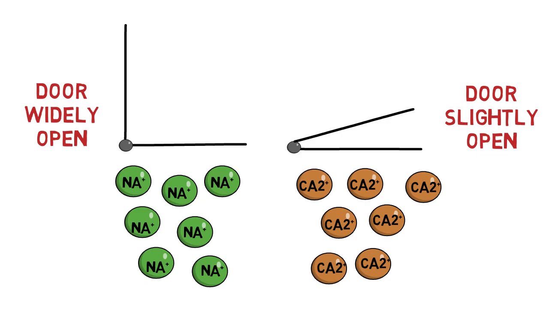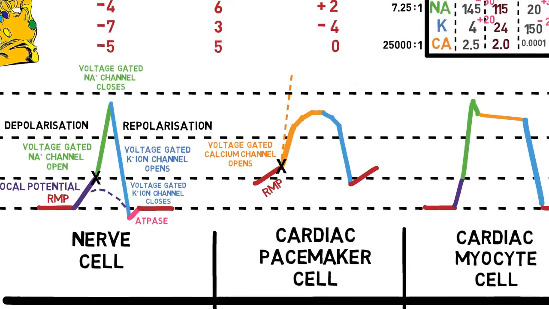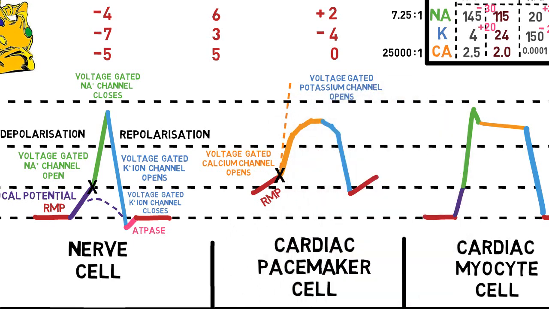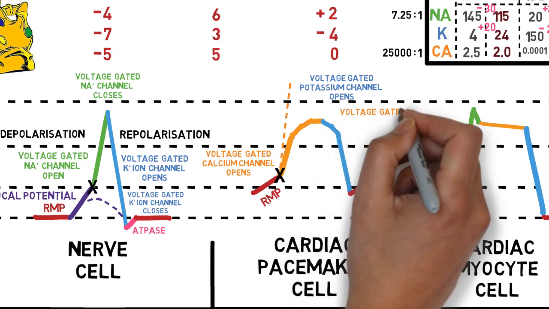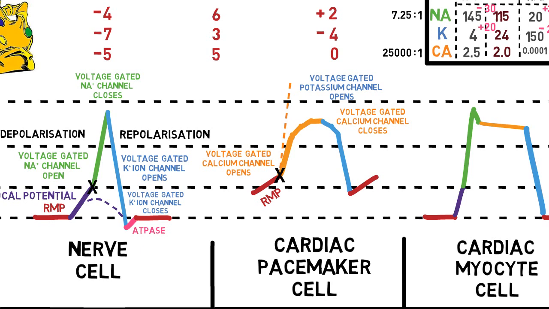And before it even fully opens, voltage-gated potassium channels open, causing the escape of potassium ions out of the cell while calcium slowly enters. And as the calcium channel closes, the membrane potential plunges down, as occurs in the nerve cell, back to its RMP at around negative 60 mV.